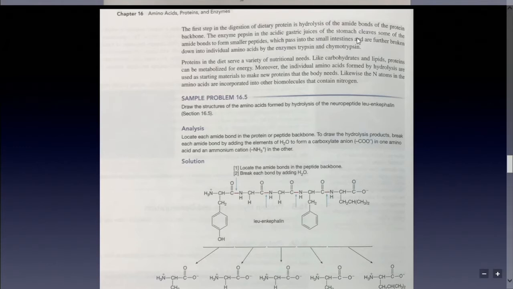And in the small intestines, that's where you further break down the proteins using trypsin and chymotrypsin. Those are 2 enzymes that you'll use to break down proteins in your intestines. Okay, and proteins, again, can also be used for nutritional needs. When we say nutritional, what we mean is for energy, just like carbohydrates and lipids. Proteins can also be metabolized for energy.